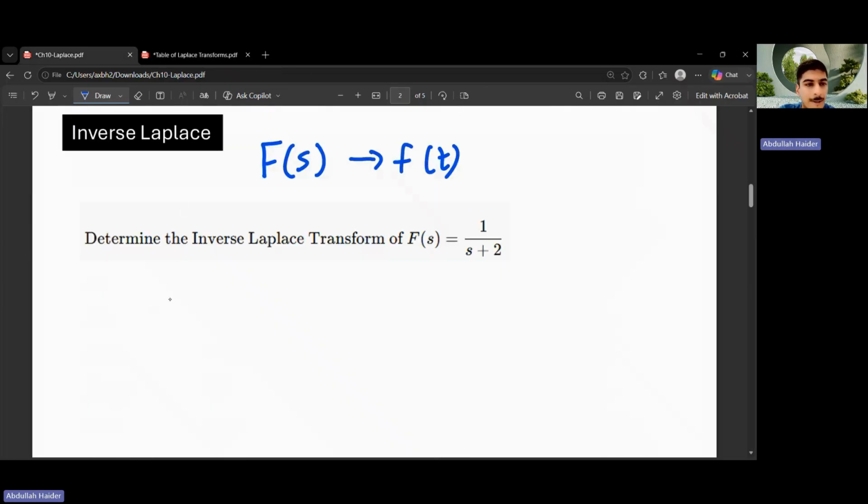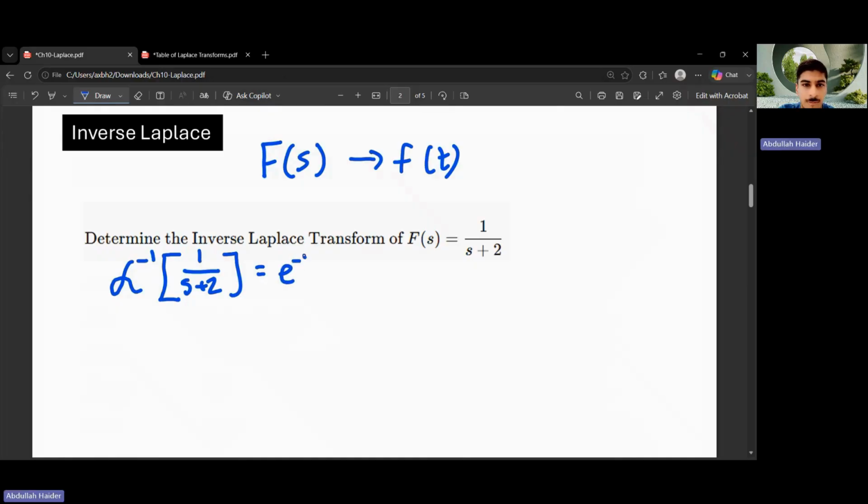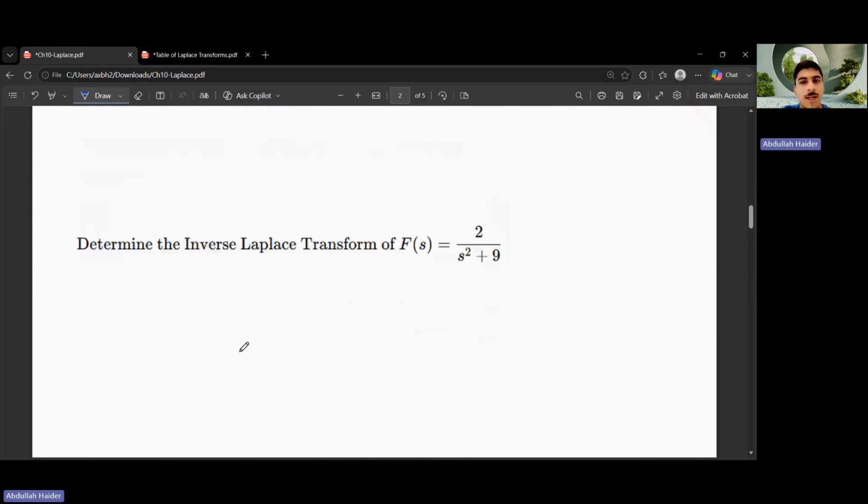And if you want to denote the inverse, you can simply use the same L, but with negative 1 here. So inverse Laplace of 1 over s plus 2 is basically what we found here. In 1 over s minus a, if you make a negative 2, then you'll get 1 over s plus 2, and e power minus 2t. This is your inverse Laplace of this function, this f of s.